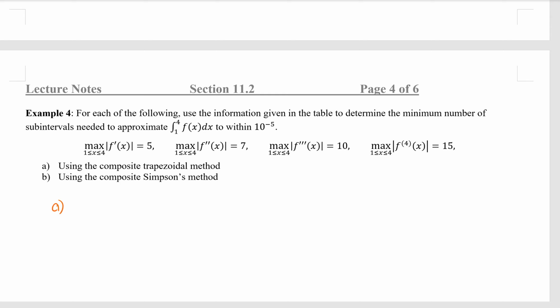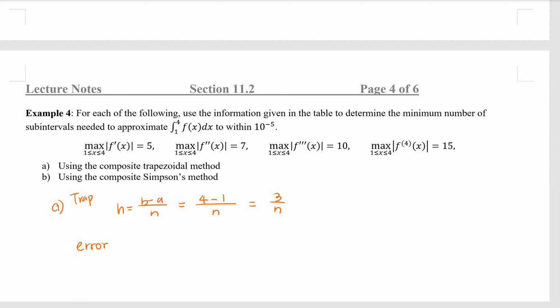Okay, so what is the composite trapezoid rule? Here we want to use h. What is h? h is (b minus a) over n, right? And b is 4, a is 1, and n is a variable, since we want to figure out n. So in this case, h is 3 over n. What is the error term in the trapezoid rule?